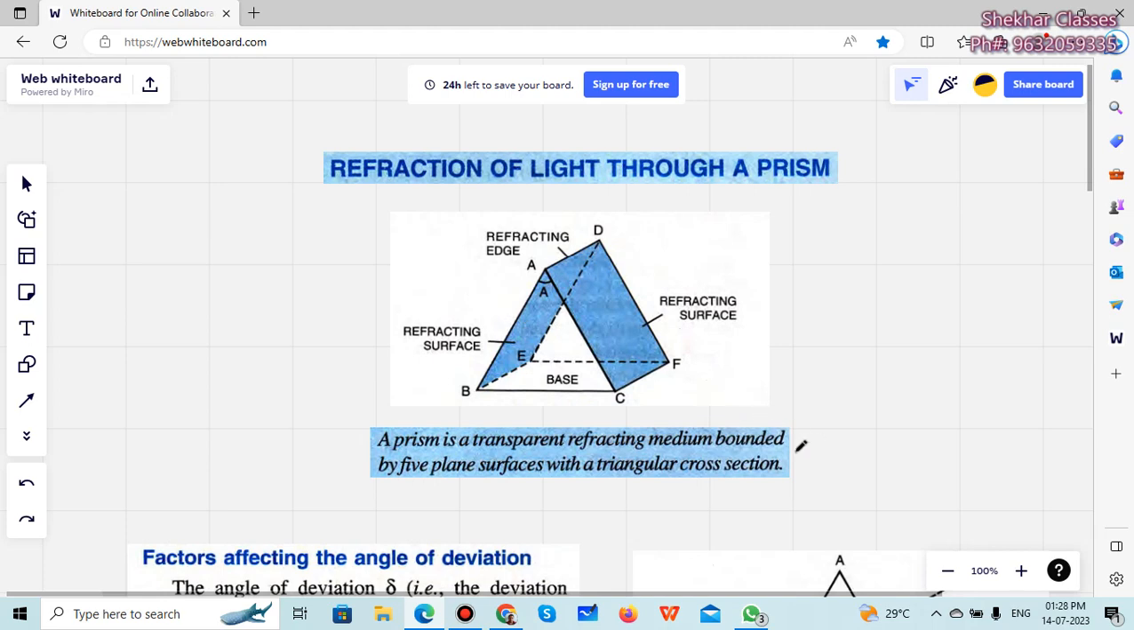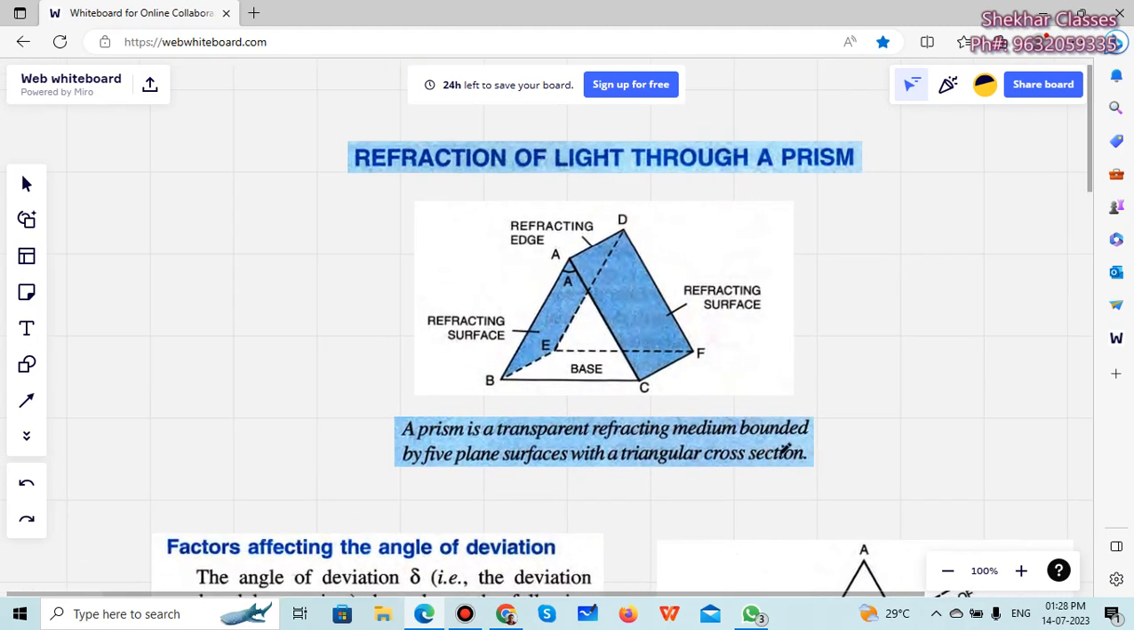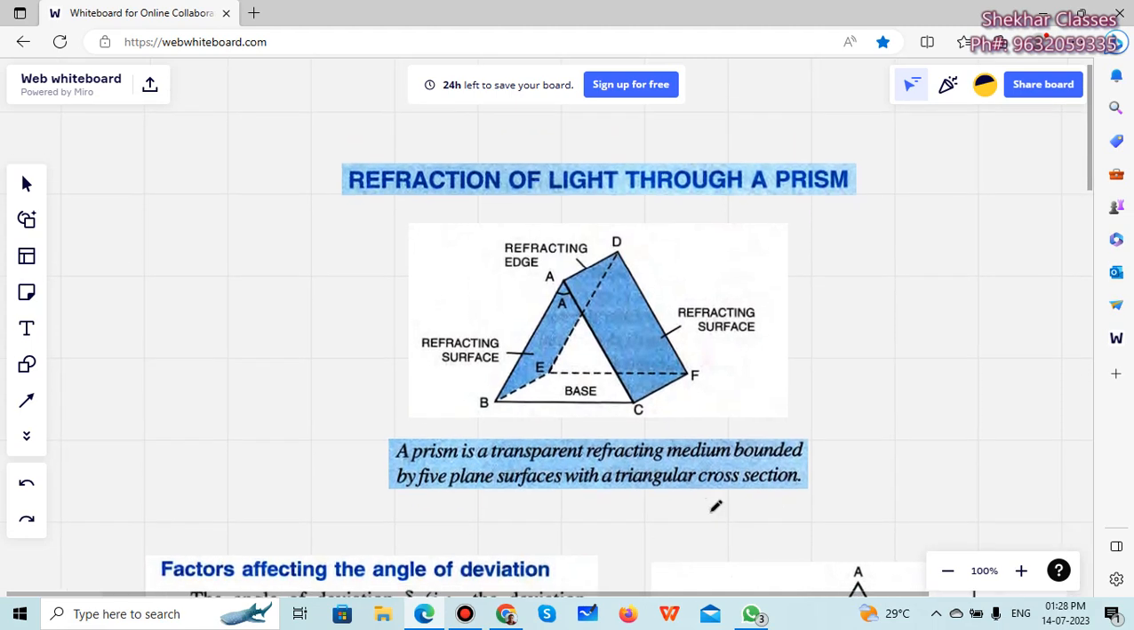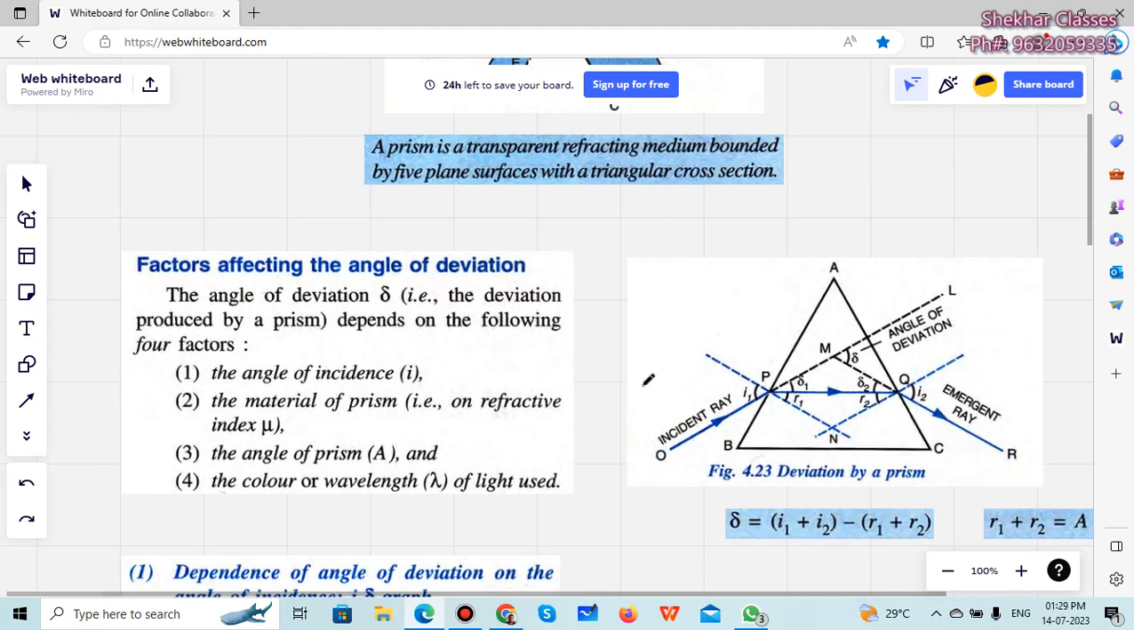So what is a prism? It is a transparent refracting medium bounded by 5 plane surfaces with a triangular cross section. This is the triangular cross section. Cross section means this is the flat part, this is the cross sectional part. Now, what are the factors that affect the angle of deviation?